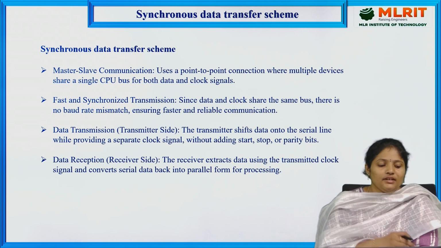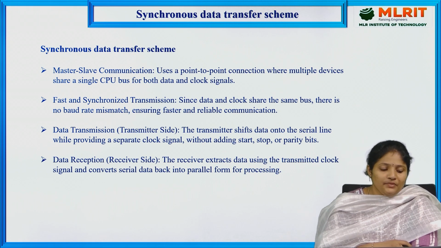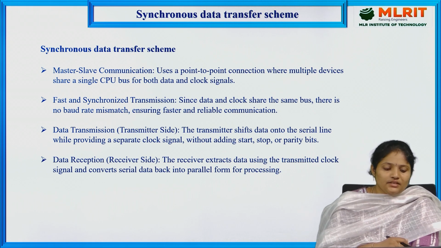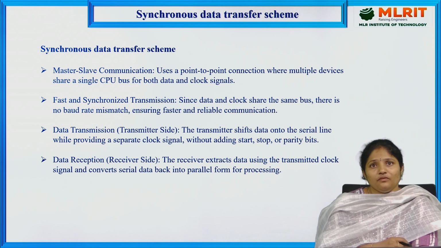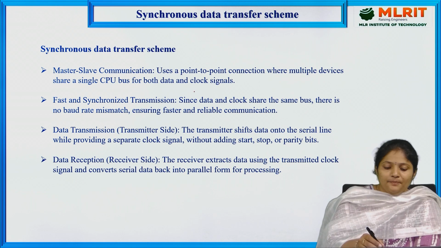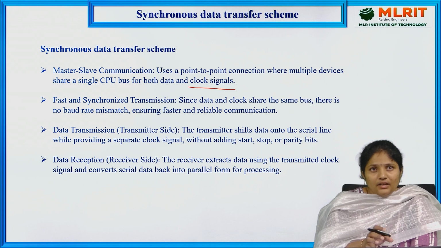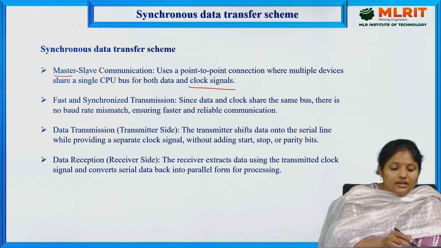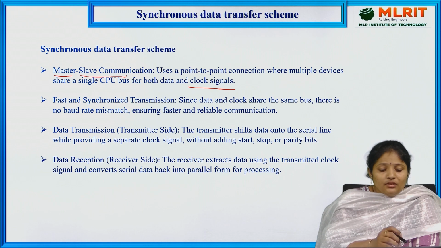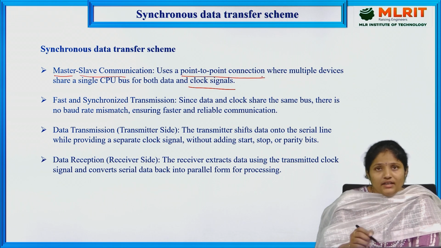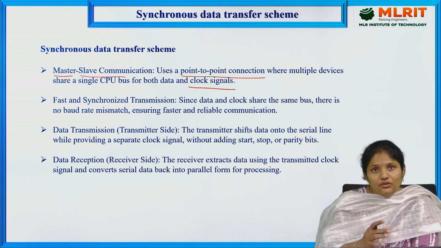Coming to the next one, the synchronous data transfer scheme. Here, the transmitter and the receiver work on a common clock signal. The clock signal will start the transmission, and the same clock signal will start the reception of the data. In synchronous data transfer, there is a master, which is the transmitter, and a slave, which is the receiver. It uses a point to point connection, meaning synchronization is achieved by using the clock signal.